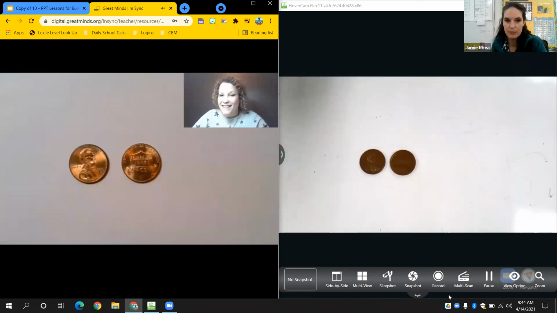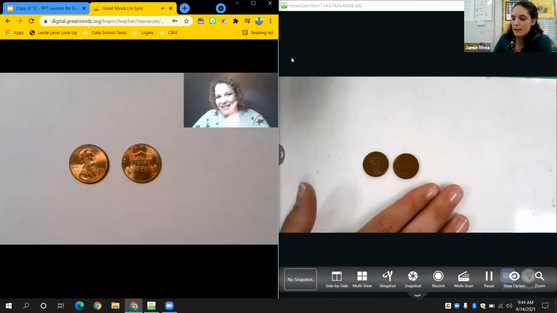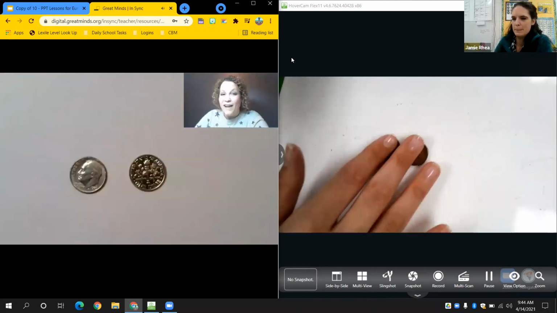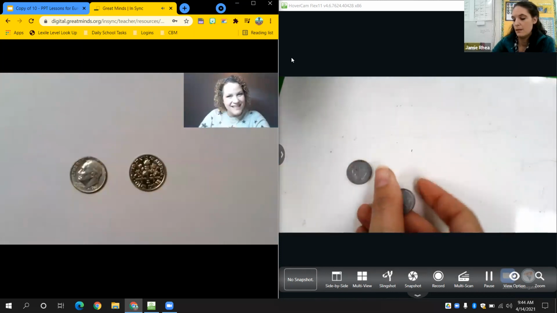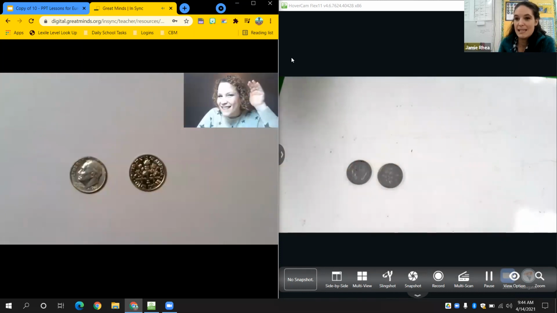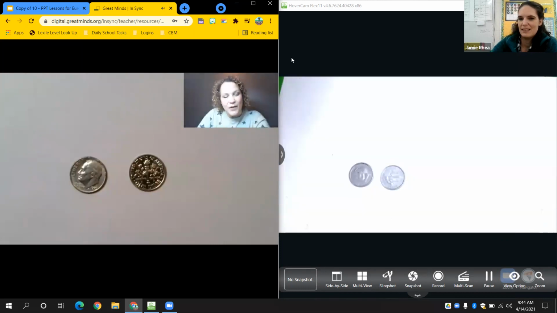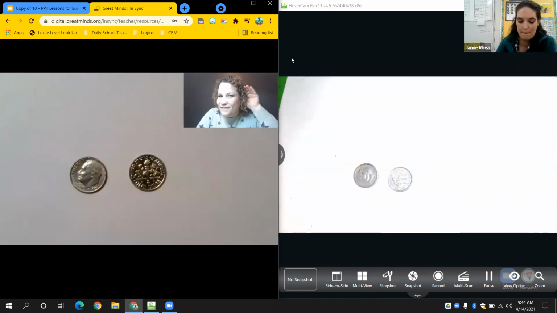What coin is this? Penny. It's a penny. Very good. What is the value of 1 penny? 1 cent. It's 1 cent. Excellent. What is the name of this coin? Think about it first. It's a dime. What is the value of 1 dime? A dime is worth 10 cents.